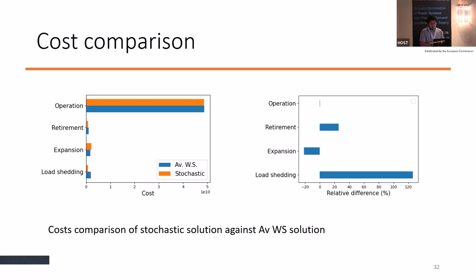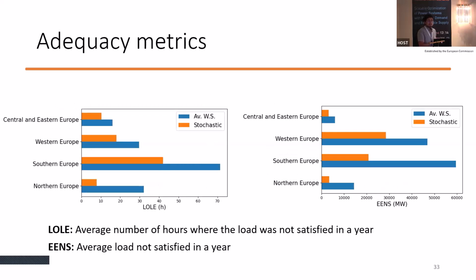And actually, this is going to be important because these adequacy metrics rely a lot on the load shedding that you have. So here on this slide, we computed some adequacy metrics. We have the LOLE, which is the average number of hours where the load was not satisfied within a year. We also have the ENS, which is the average load not satisfied within a year.